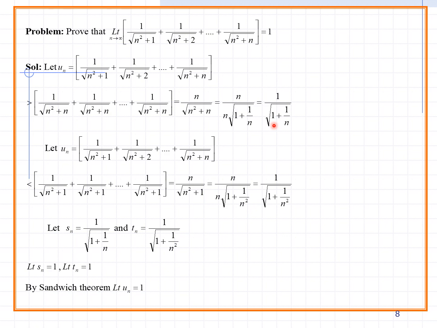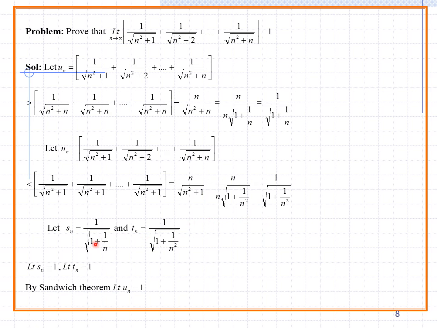So what is Un? This total term lies between n by root over n square plus n and n by root over n square plus 1. You can observe that the terms run from n square plus 1, n square plus 2, up to n square plus n. In the other bound, root over n square plus 1, here also n is the common term and both n cancel. You get 1 by root over 1 plus 1 by n square. So Sn is 1 by root over 1 plus 1 by n, and Tn is 1 by root over 1 plus 1 by n square.